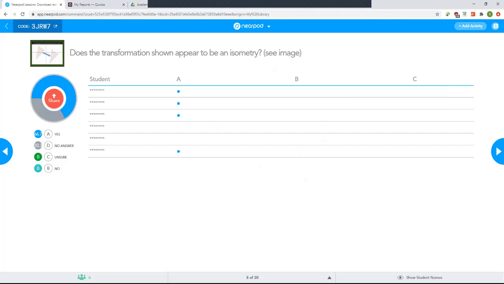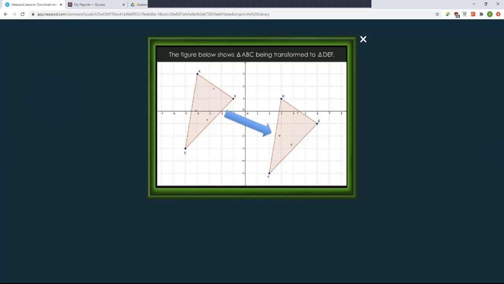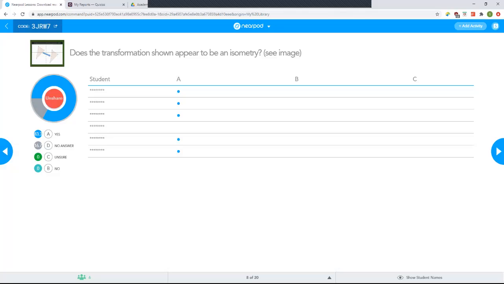Okay, so the people who answered said yes, so that's great. When we look at this, an isometry is the two shapes would be the same, where if I pick this up, I could plop it on top of this, and they would line up exactly. And they absolutely do. So you guys are correct. Those of you who answered, yep, absolutely an isometry. Good job.